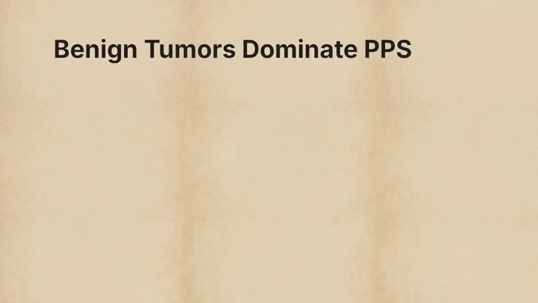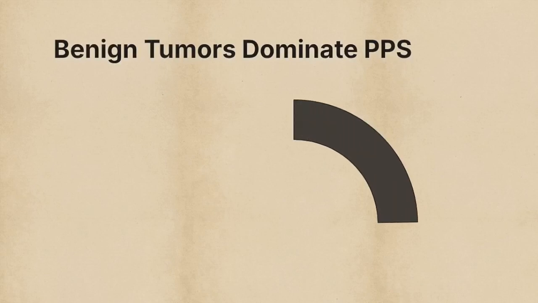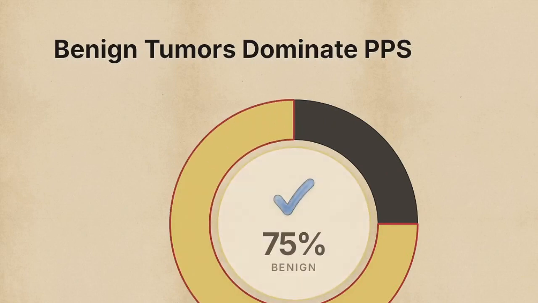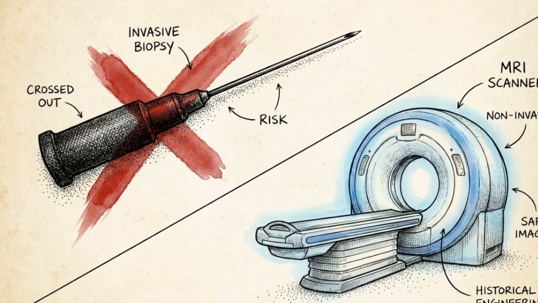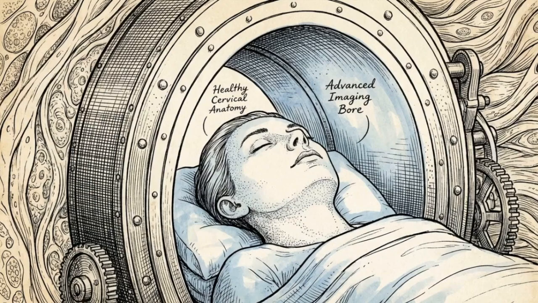Taking that risk is usually unnecessary because statistics show that 70 to 80% of tumors originating in this specific space are completely benign. The primary objective is to use imaging, rather than a needle, to differentiate benign masses from malignancies. This approach protects the patient from the severe bleeding risks of an unnecessary invasive procedure.